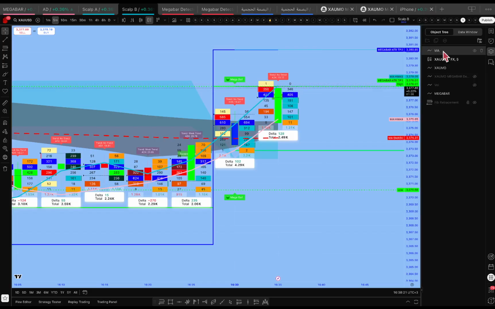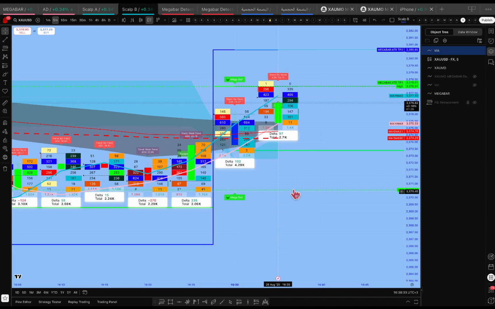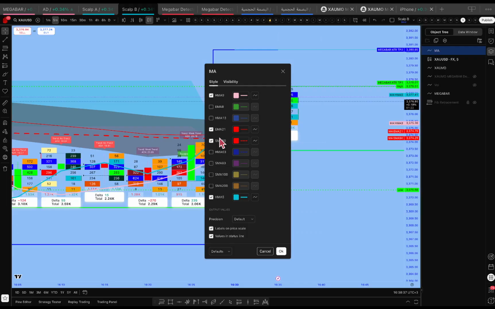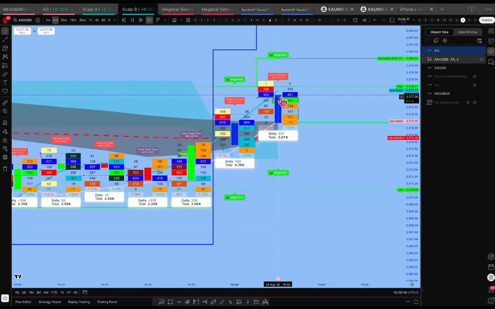The MA, I have my own MA, which, as you see, HMA 9, SMA 50, and HMA 5. I don't use other SMA. I can put the EMA 21, but actually that will be redundant. We already cross it. I don't use them because that's how we do it on trading. Okay, scalping. And then I have here a mega bull.